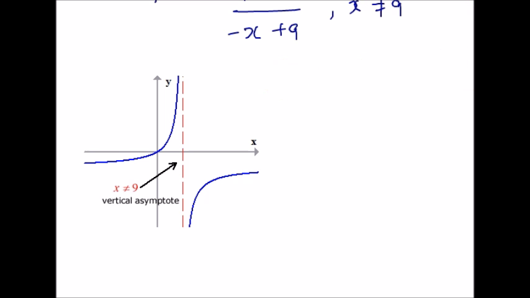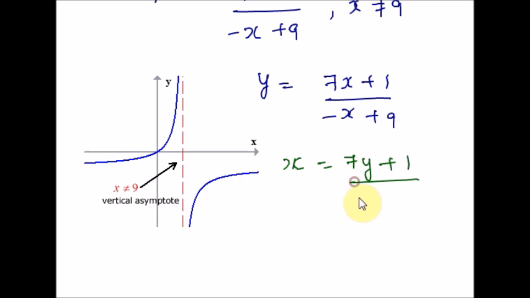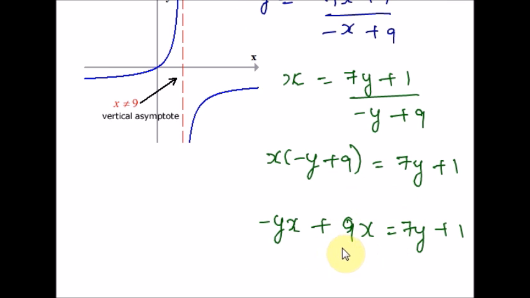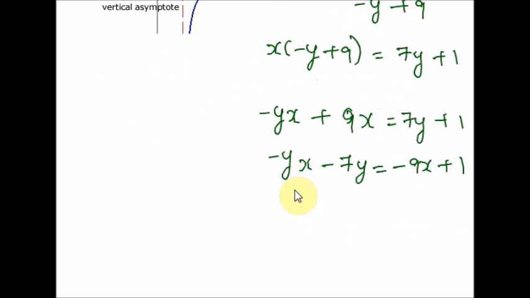Replace f of x by y, and then swap x and y. So you will get x equal to 7y plus 1 over negative y plus 9. Now let us multiply both the sides by negative y plus 9. Distribute left side. Shift 9x to the right side by subtracting 9x, and shift 7y to the left side by subtracting 7y. Take the common factor y outside and write the leftovers negative x negative 7 within a parenthesis. Divide both the sides by negative x negative 7.